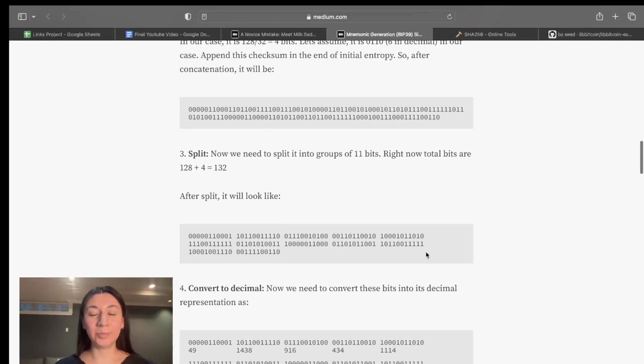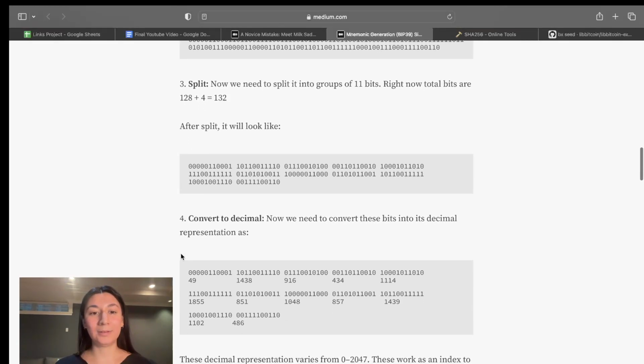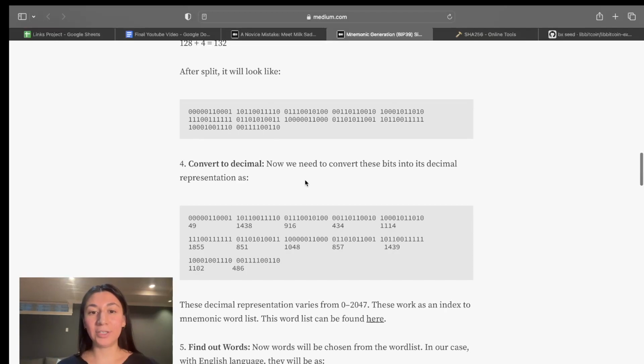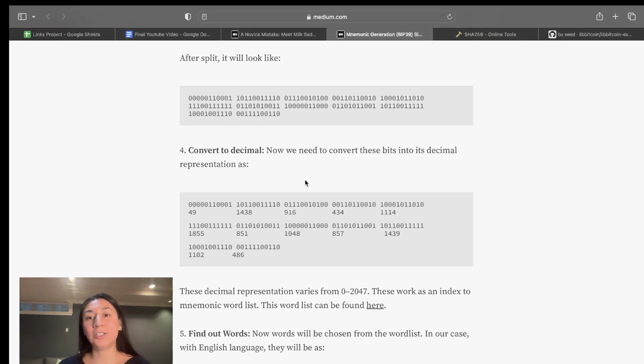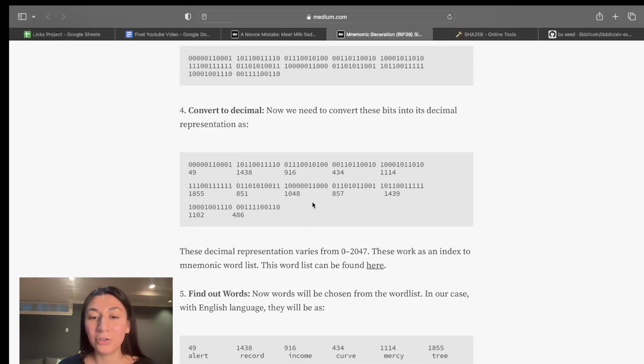And then you're going to split it into groups of 11. As you can see, there are 11 groups. Then you're going to convert each to decimal, which gives you a number such as this. It's a decimal representation of the binary number. You use this number as an index into the word list, and the word list can be found here.